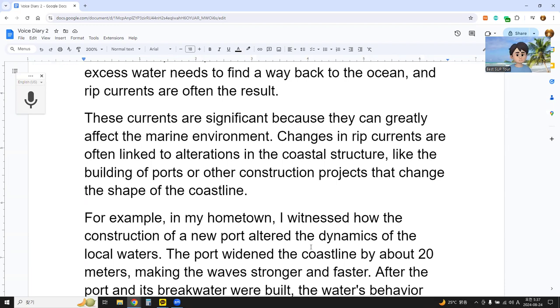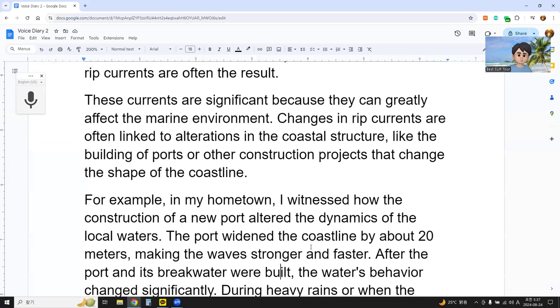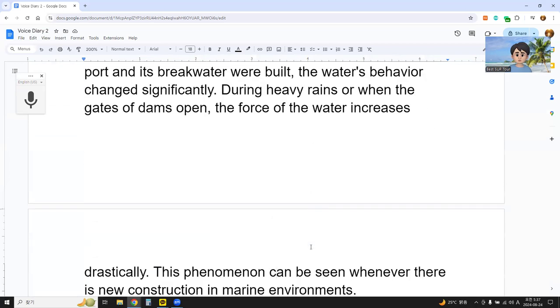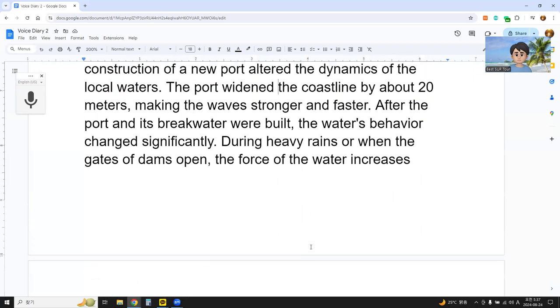Changes in lake currents are often linked to alterations in the coastal structure, like the building of boats or other construction projects that change the shape of the coastline. For example, in my hometown, I witnessed how the construction of a new port altered the dynamics of the local waters. The port widened the coastline by about 20 meters, making the waves stronger and faster after the port and its breakwater were built.